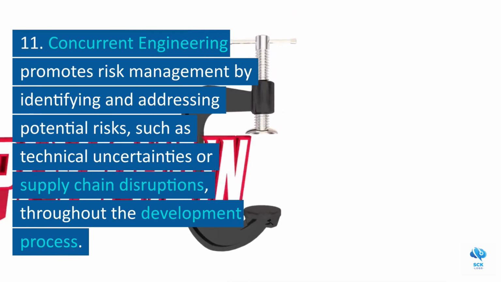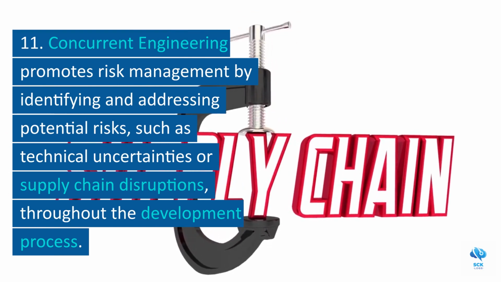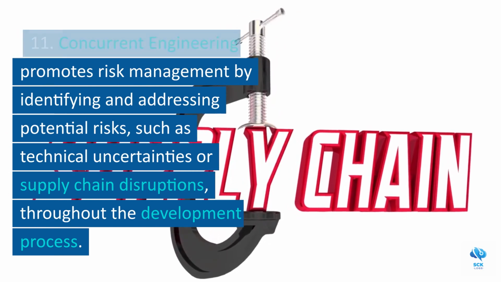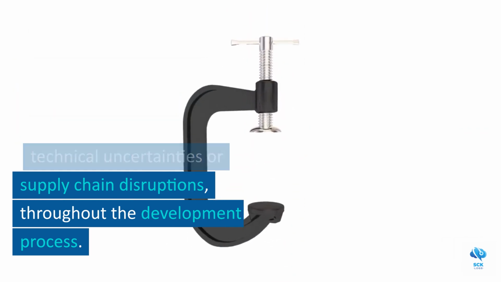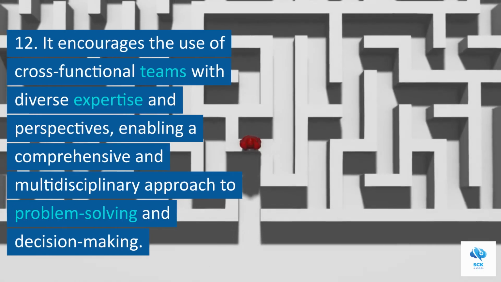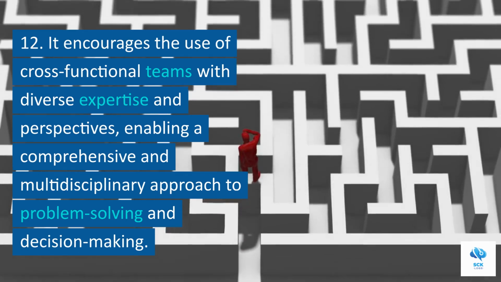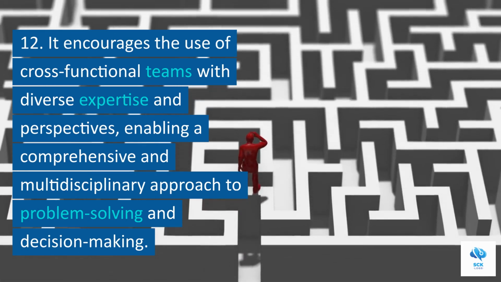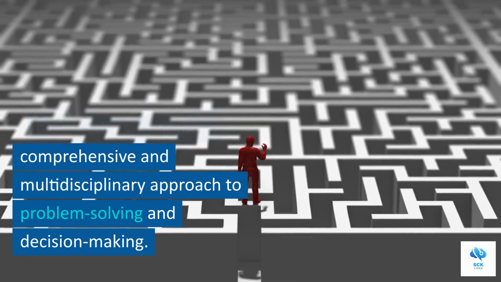11. Concurrent engineering promotes risk management by identifying and addressing potential risks, such as technical uncertainties or supply chain disruptions, throughout the development process. 12. It encourages the use of cross-functional teams with diverse expertise and perspectives, enabling a comprehensive and multidisciplinary approach to problem solving and decision making.